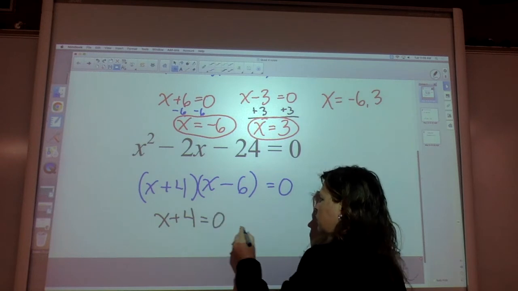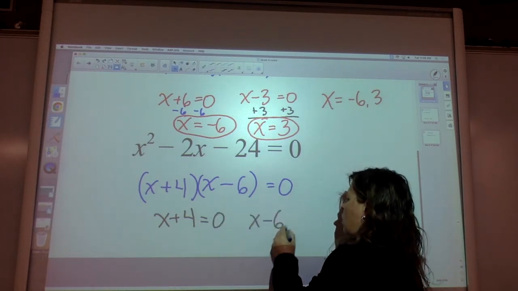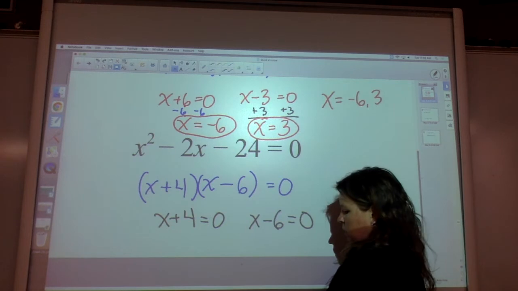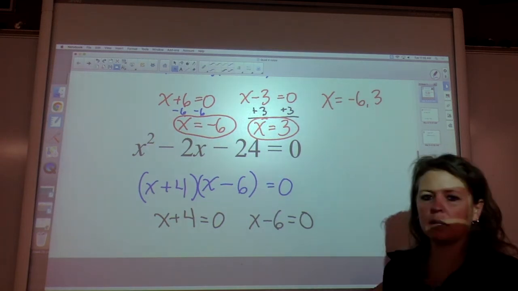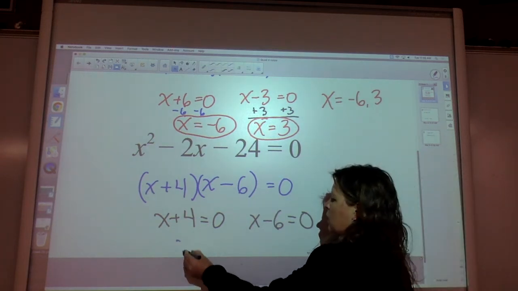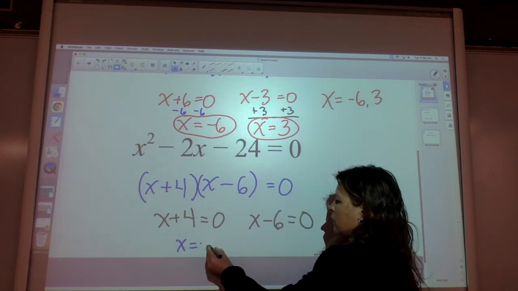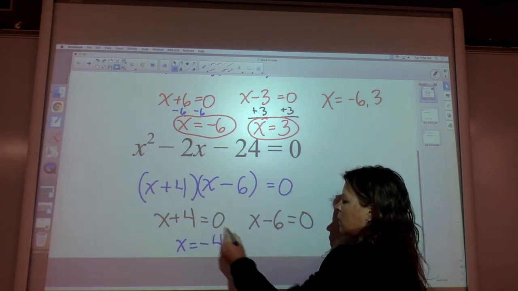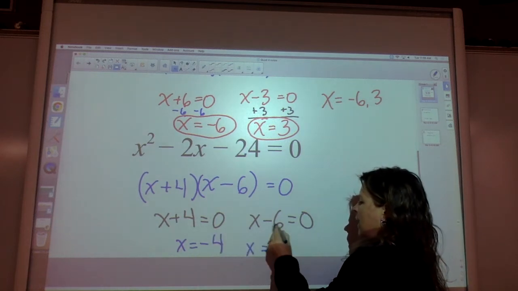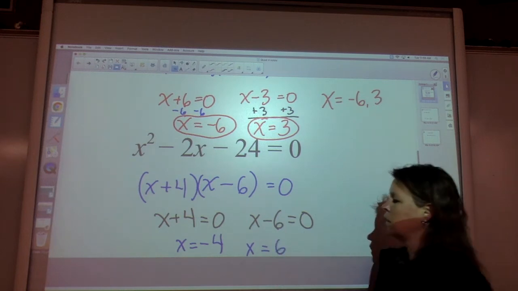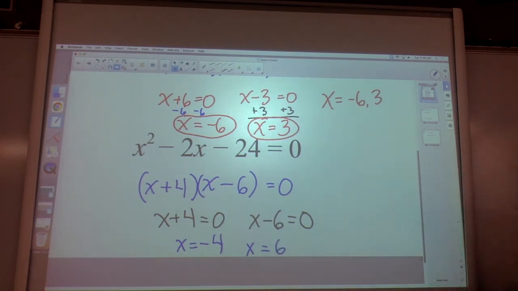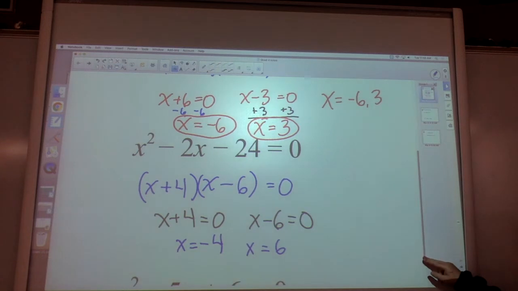I'm going to solve each one of those separately. Either x plus 4 could equal 0, or x minus 6 could equal 0. And since this is geometry class instead of algebra, I'm going to shortcut. You can subtract 4 from both sides, but I can do that in my head. You could add 6 to both sides, or you can do it in your head. Your two answers are negative 4 and 6.